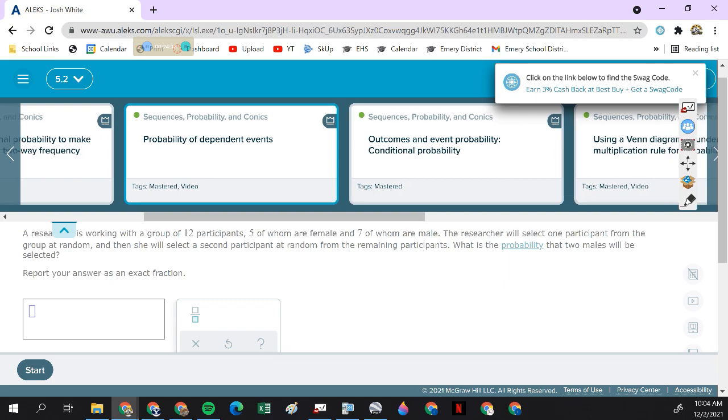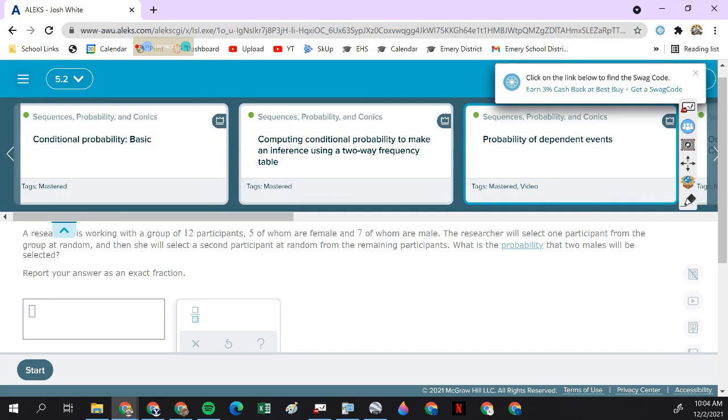Oh, I thought I took this one out. We're not doing dependent events.